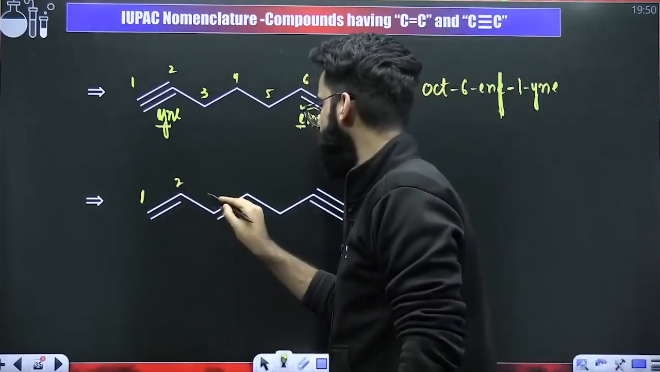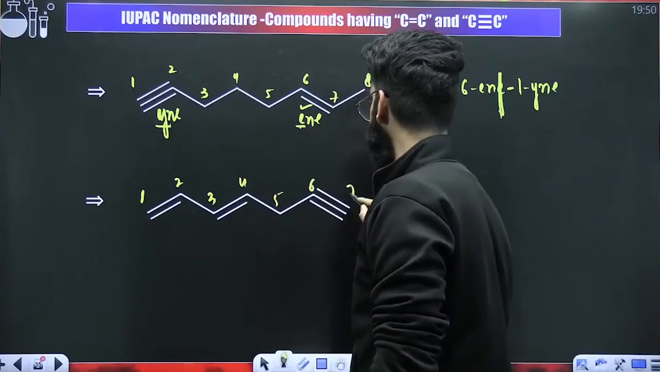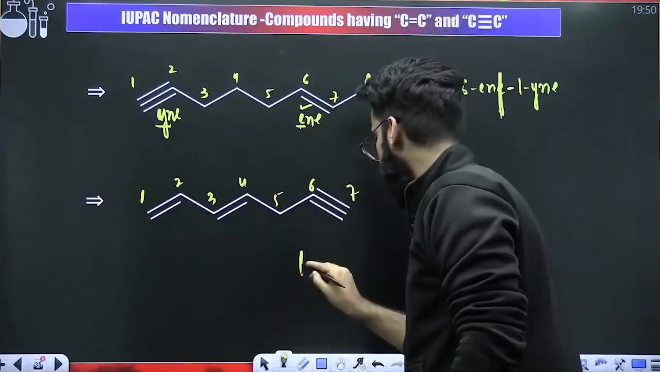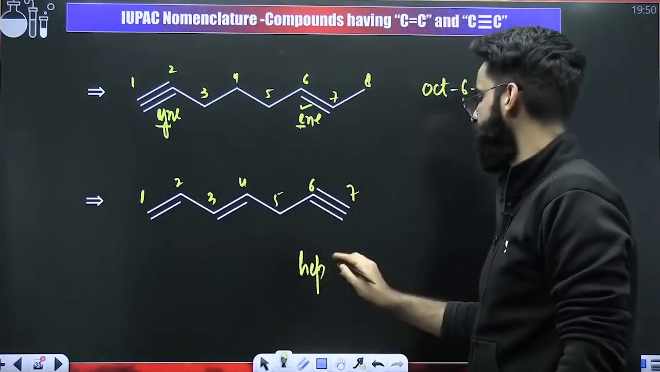Call this as 1, call this as 2, call this as 3, this is 4, this is 5, this is 6, this is 7, right? So it's first of all going to be hept.